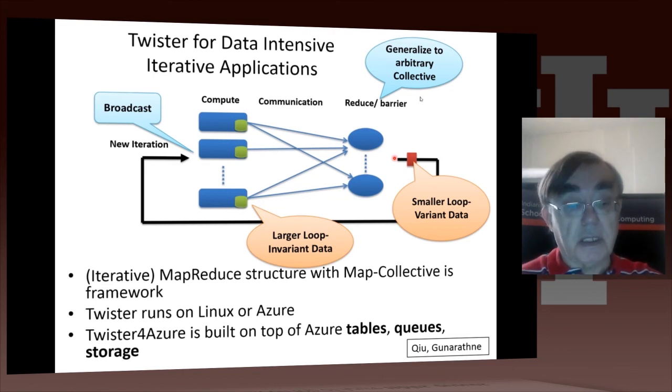Twister runs on Linux, where it's called Twister, or it runs on Azure, the Microsoft Cloud, where it's called Twister for Azure. Technically, Judy Chu's group uses different approaches for those two cases, because there's a large amount of research on how to do reduction operations in an optimal fashion, and you will need to look at the details of each platform to decide how to do it best.